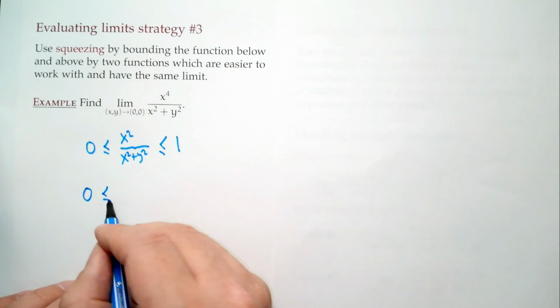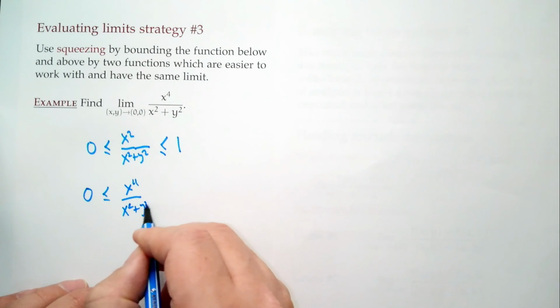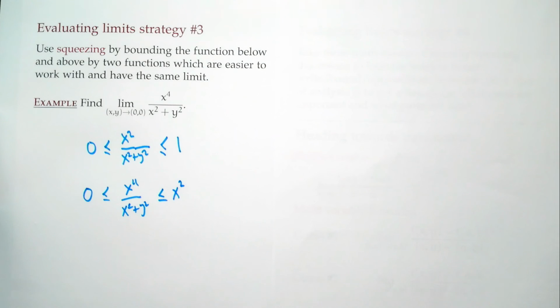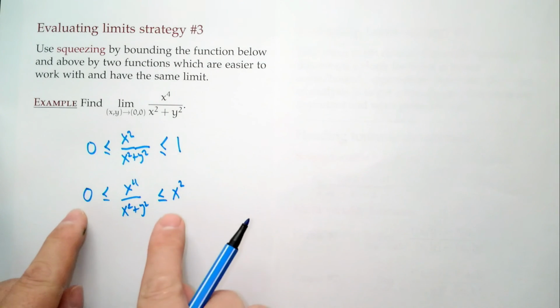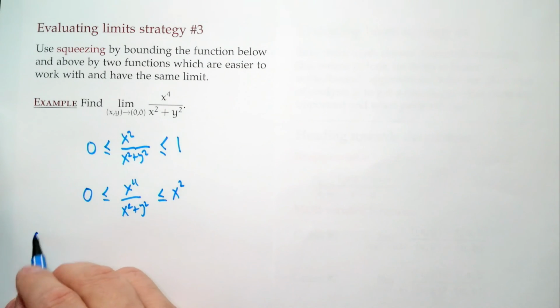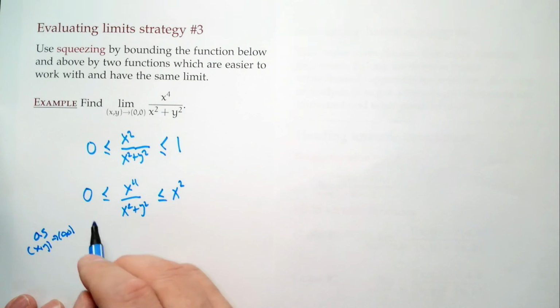So 0 is less than or equal to x to the fourth over x squared plus y squared, and that's less than or equal to x squared. So what we have is that we can bound the function x to the fourth over x squared plus y squared in between 2 different things. Now, what happens as (x, y) goes to (0, 0)? Well, what happens to 0?